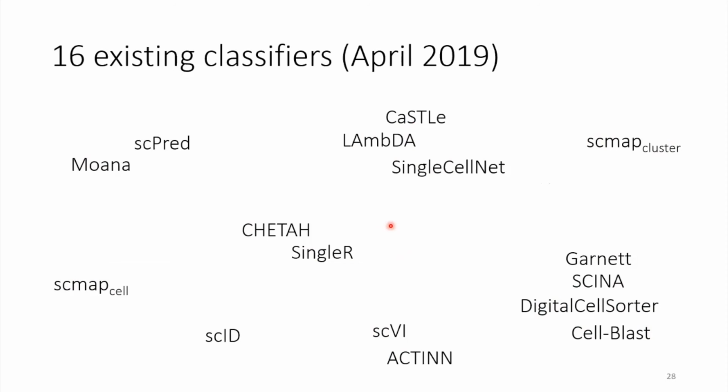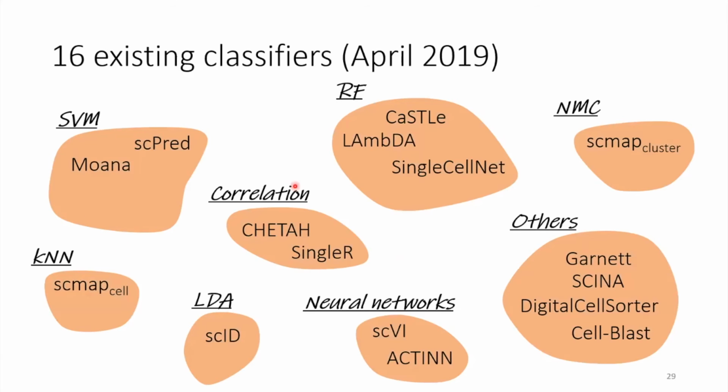Okay, so what we did for the benchmark, we actually grouped these classifiers into groups like Moana and SC-Predict. They are both SVM classifiers with some variations. SC-Map has two versions. One of them is SC-Map Cell, that's a KNN, so it looks at K nearest neighbors. SC-Map Cluster is a nearest mean classifier. These are all random forest. These are neural network based. This is an LDA and so on. And these are ones that we cannot actually classify into any classical classification scheme.